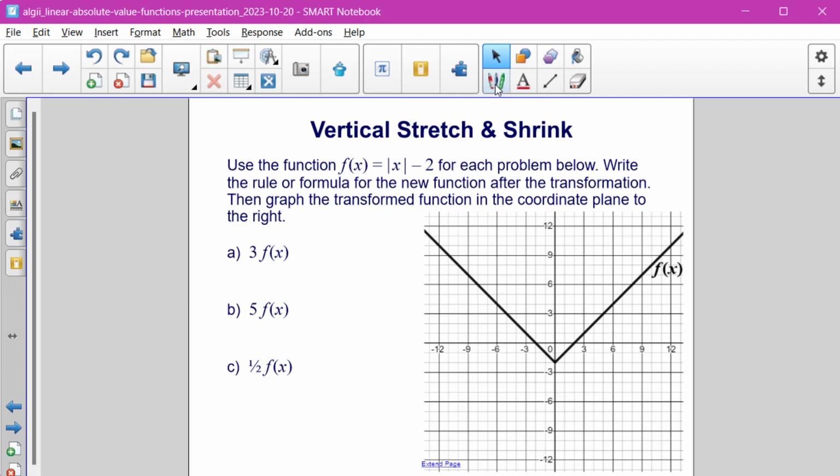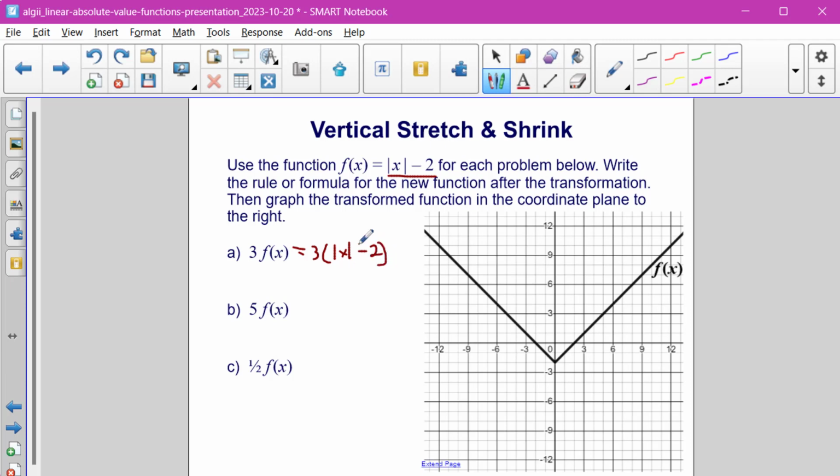So that is going to equal 3 times, we're going to take f of x, which is the absolute value of x minus 2, and we're going to substitute it in for f of x. So 3 times the absolute value of x, and then minus 2. And then we're going to distribute this 3 through to both terms, and that will give us a final equation. We could write it as y equals 3 times the absolute value of x minus 6.